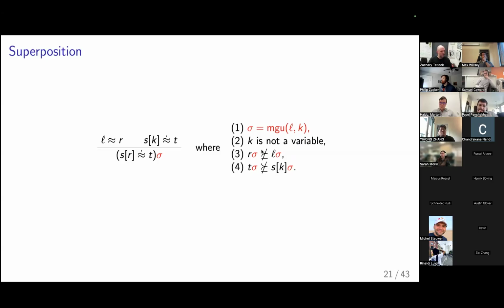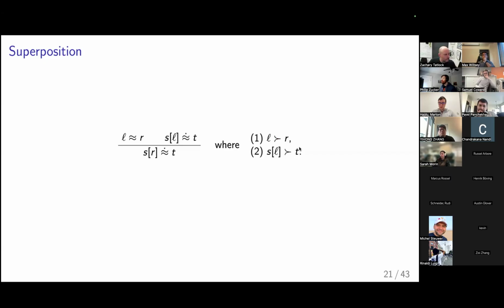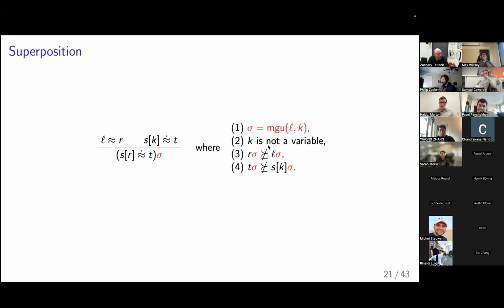And we also have these strange looking new restrictions, but they are actually the same as these two. Just that when we move from the ground to the non-ground level, we don't have totality anymore. So the two terms may be incomparable, and we also have to take this incomparability into account. So we can only say that R sigma cannot be greater than or equal to L sigma, but they in principle can be incomparable, and this also applies to the other two terms.